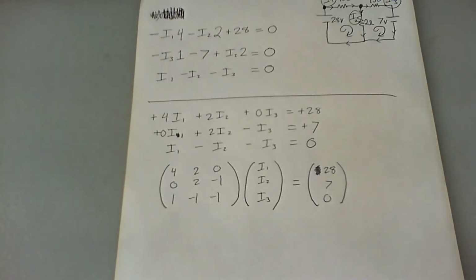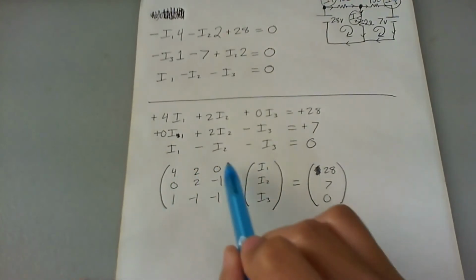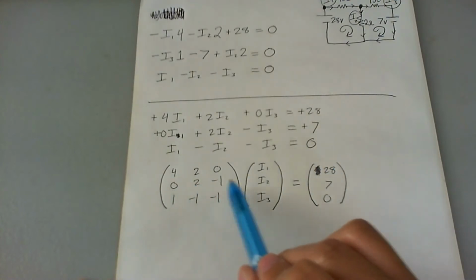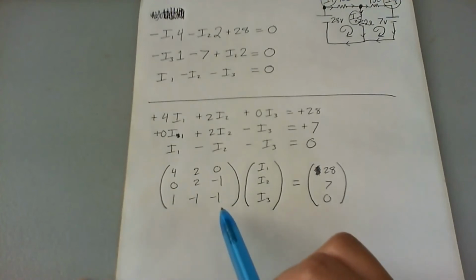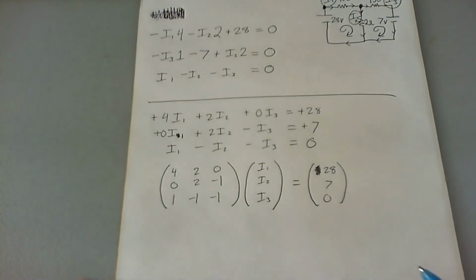Okay. So it's basically like saying 4 times I1, 2 times I2, 0 times I3 is equal to the first element. Then the same operation is equal to the second element, and the same operation on the third row is equal to the third element. So it breaks down back into here.